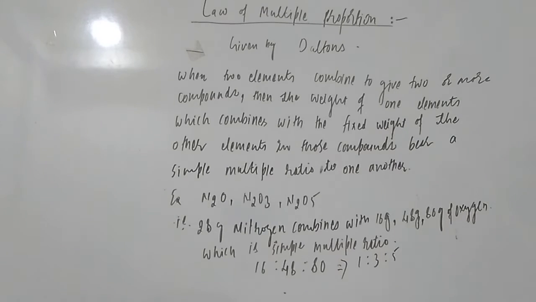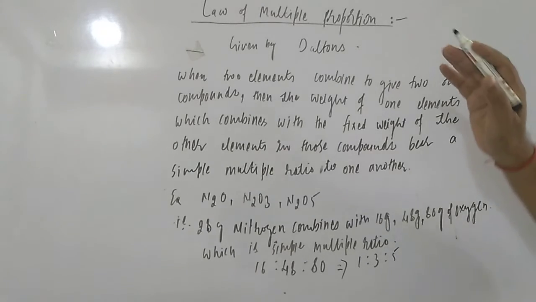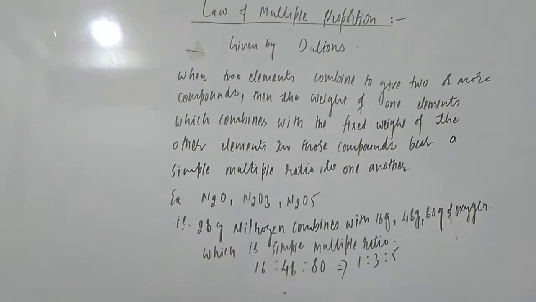What is the meaning of the law of multiple proportion, student? That is when two elements are combining to give two or more than two compounds. So they combine in such a way that the products formed should have a simple whole number ratio. So how can we define this one?